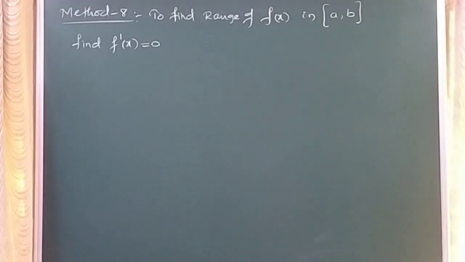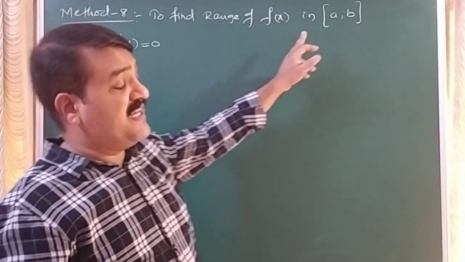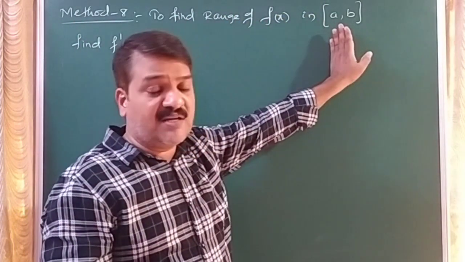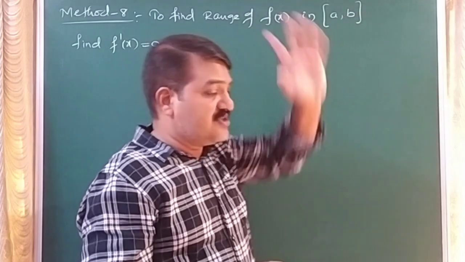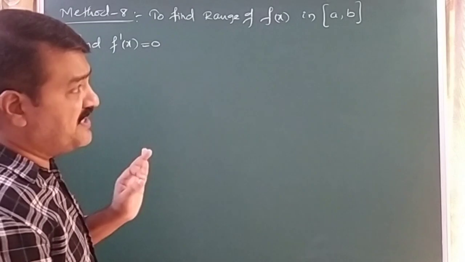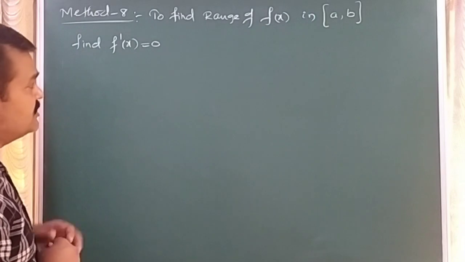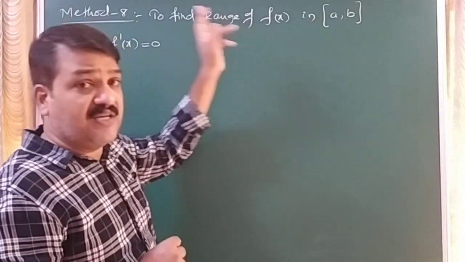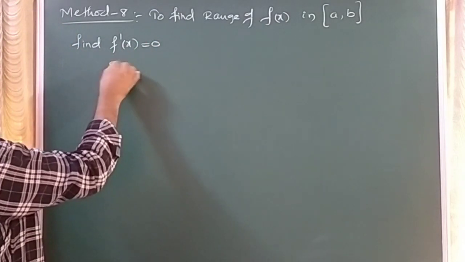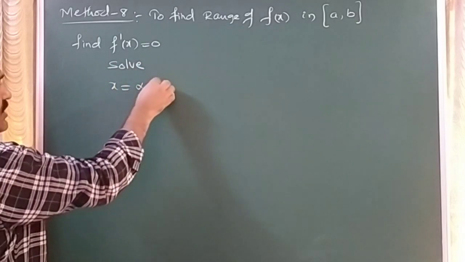Now let us look at method 8 to find the range of the function. So let us suppose you are given a finite interval. So f is defined on a finite interval a comma b, like this. So first step is we have to find f dash of x is equal to 0, means differentiate the given function and equate to 0. Next solve this equation and find corresponding x values.